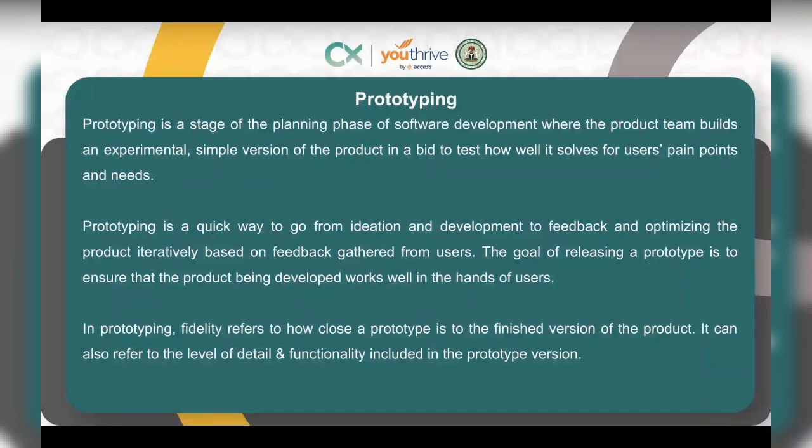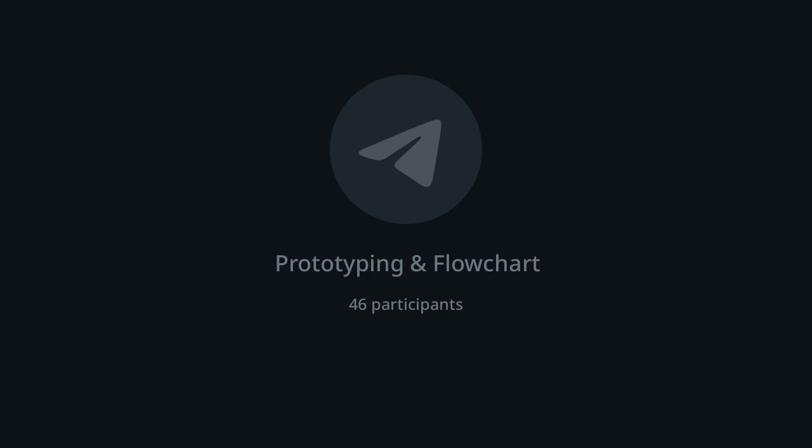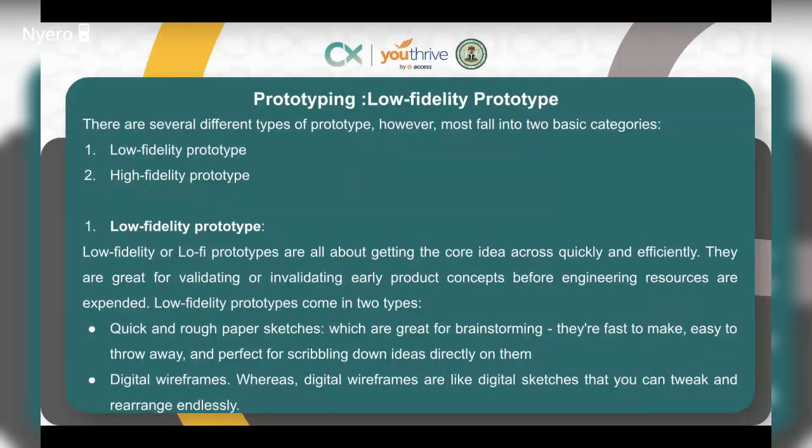For example, a low fidelity prototype is not very close to the finished version, as opposed to how close a high fidelity version of the product will be to the finished or idealistic version of the product. It can also refer to the level of detail and functionality included in the prototype version. Now, as I said, there are two basic categories of prototyping. There's low fidelity prototype, also known as lo-fi, and there's high fidelity prototype, also known as hi-fi.